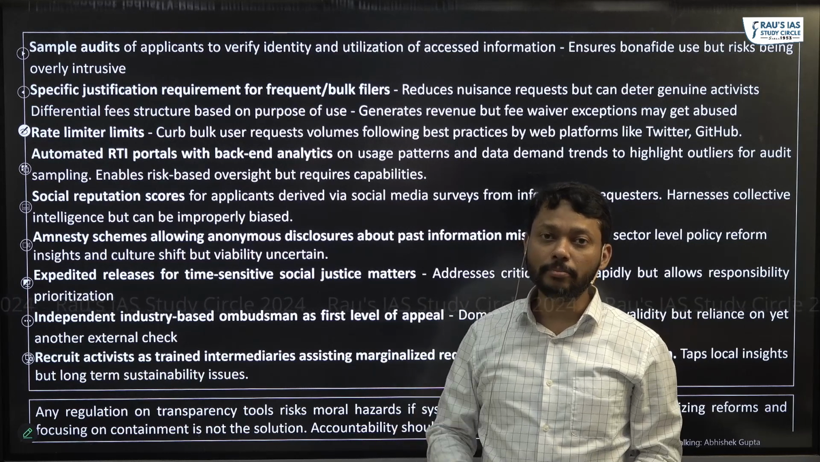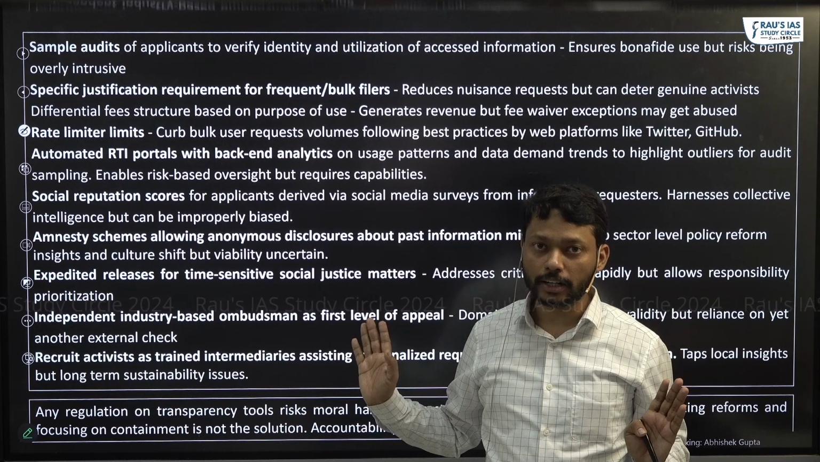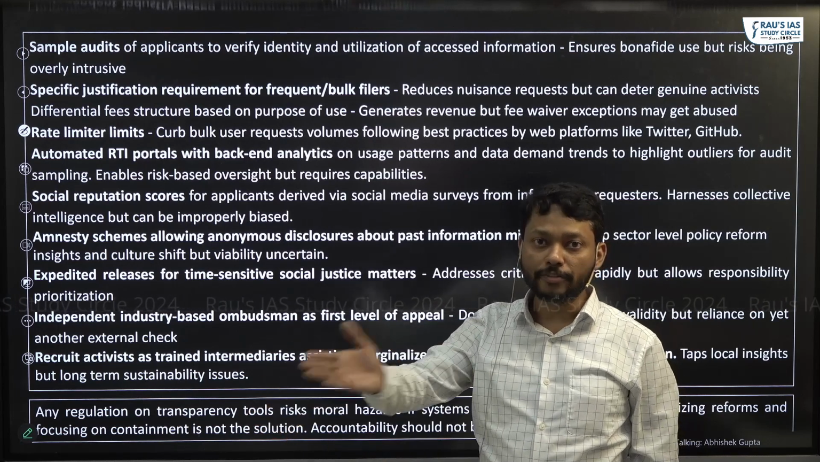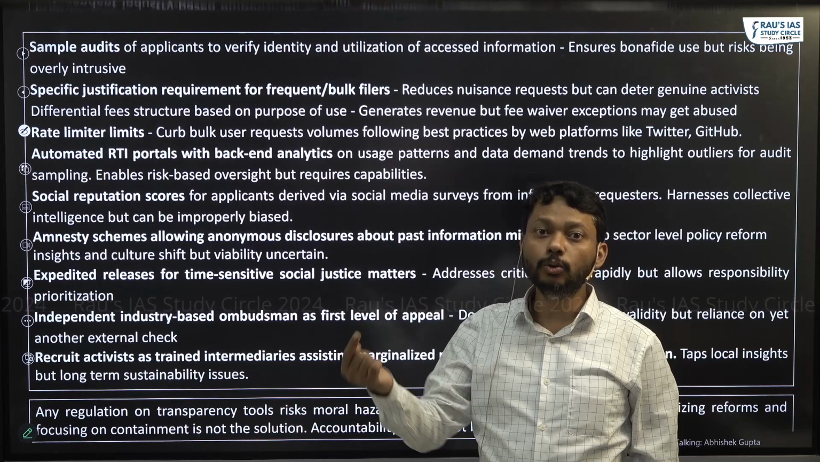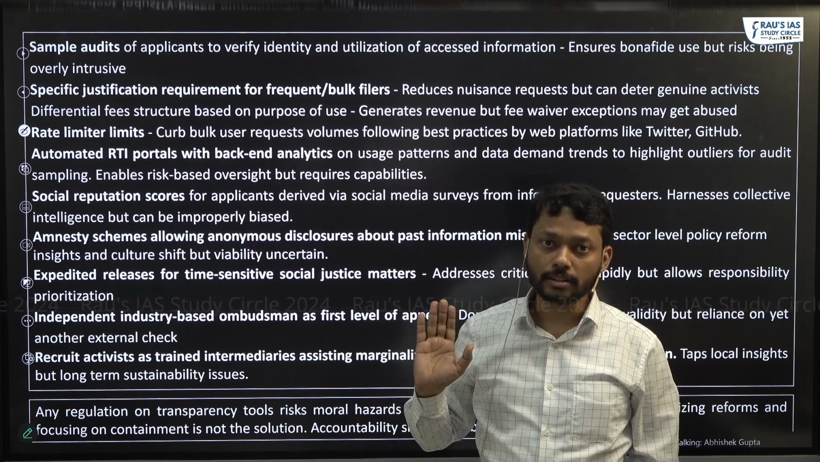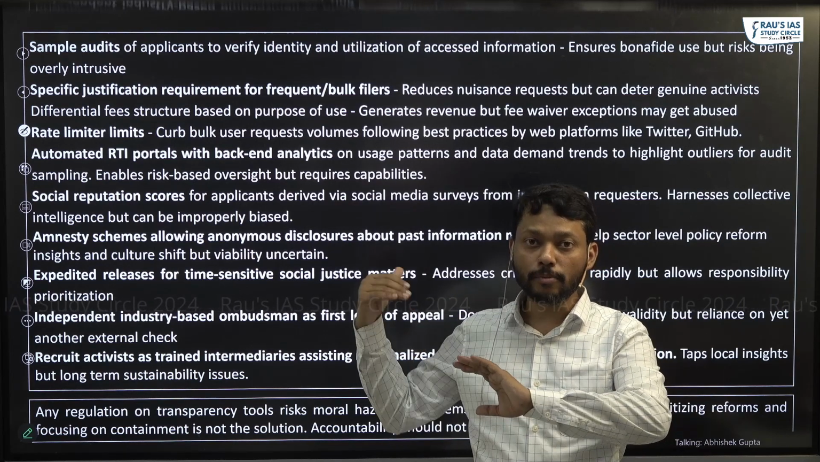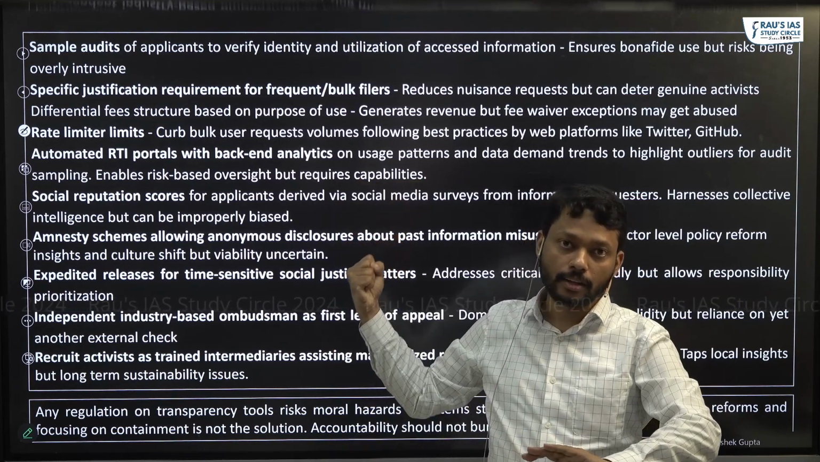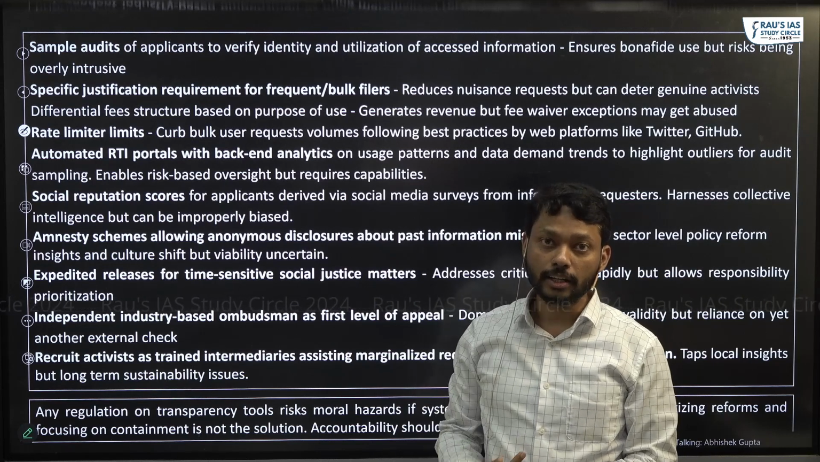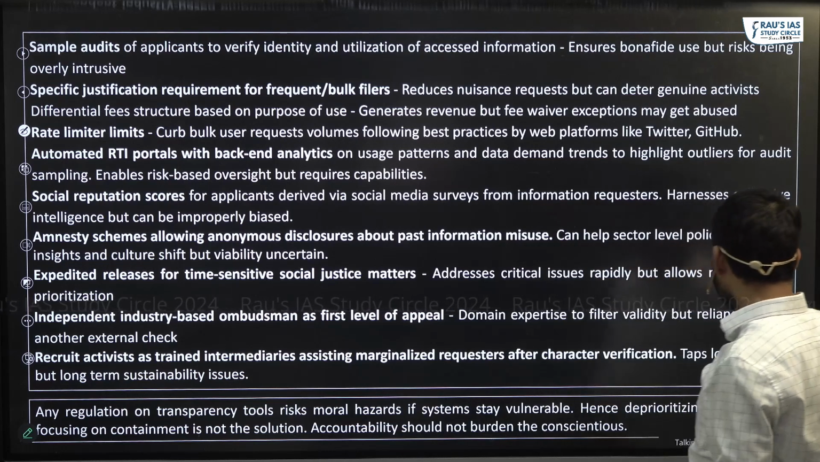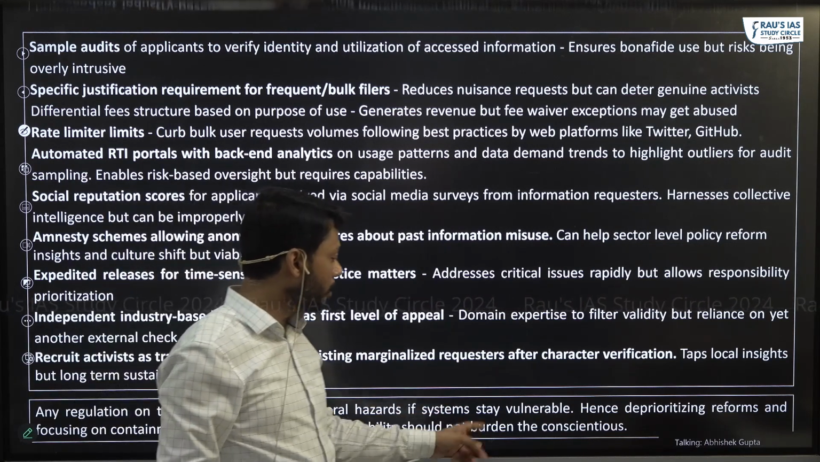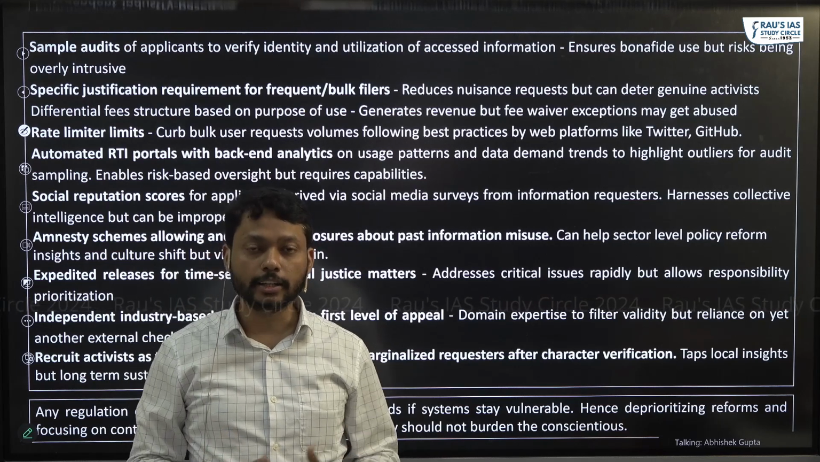And although there could be some downsides to the application of RTI, the powers of citizens under RTI must not be curtailed. And if you start to have any mechanism of separating genuine from non-genuine, then who will have the authority to decide whether the RTI you have filed is genuine or not? Again, a government civil servant. The power that has been given by RTI from the sovereign to the citizens will be taken back. And that must be resisted. And we have to look for other ways to improve the functioning of RTI. And that's how I have concluded. Deprioritizing reform and focusing on containment is not the solution. Accountability should not burden the conscientious people who are using RTI in good faith.